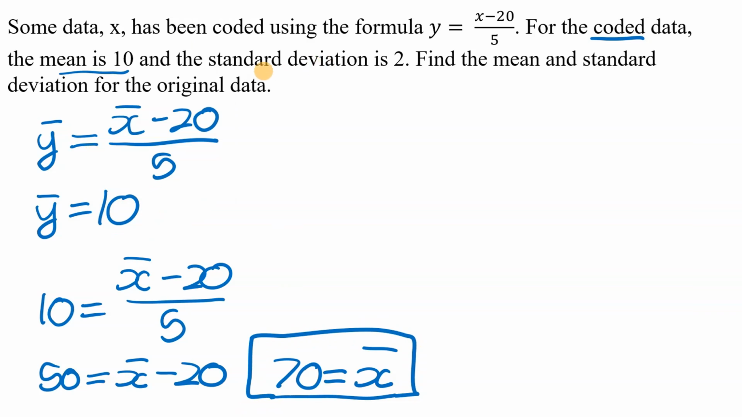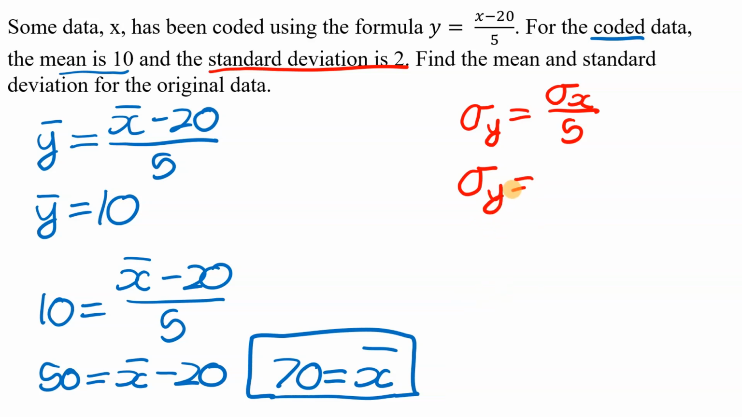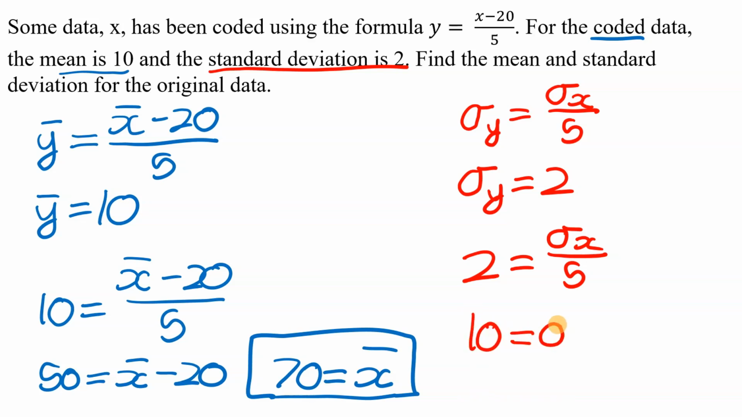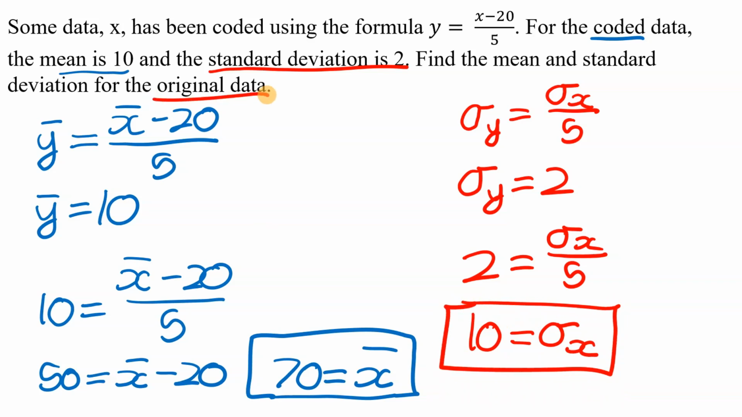Now if we look at the standard deviation, the standard deviation is 2 for the coded data. Now remember, the standard deviation is only going to be affected by this 5 here. So the standard deviation for y is equal to the standard deviation of x divided by 5. We know the standard deviation for the coded data is 2, so if we sub this in, it's going to be 2 is equal to the standard deviation of x over 5, so multiply both sides by 5, and we get that 10 is equal to the standard deviation of x. So this is the standard deviation for the original data.